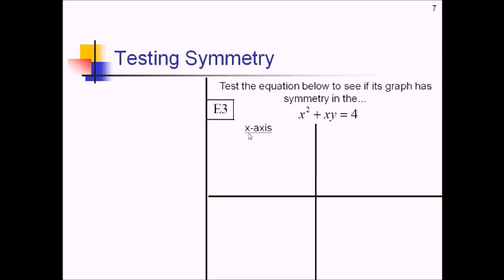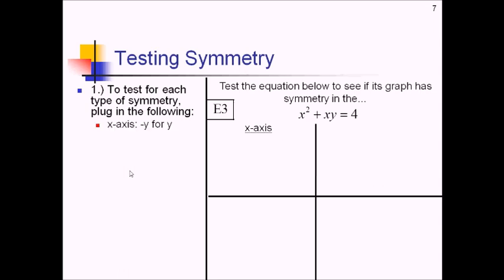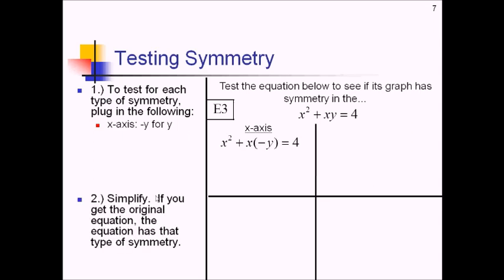So let's say you want to test for x-axis symmetry. To test for any kind of symmetry, you have to plug in the right things for x and y. To test for x-axis symmetry, since x comma y and x comma negative y are both on the same graph, you have to plug in negative y for y in the original expression. So instead of writing x squared plus xy equals 4, we would write x squared plus x times negative y equals 4. And then once you've done that, simplify it and see if you get the original equation. If you do, then you've got that type of symmetry. If you get something different, then you don't have that type of symmetry.